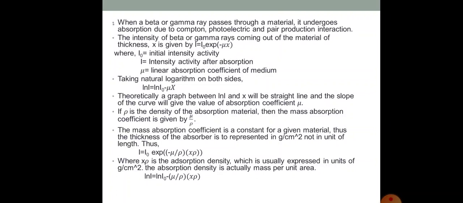If rho is the density of the absorption material, then the mass absorption coefficient is mu by rho, and it will be constant for a given material. Thus the thickness of the absorber is expressed in gram per centimeter square, not in units of length. So I equals I0 exponential minus mu by rho into x rho, where x rho is the absorption density expressed in gram per centimeter square. By taking the natural logarithm, we get ln I equals ln I0 minus mu by rho into x rho.